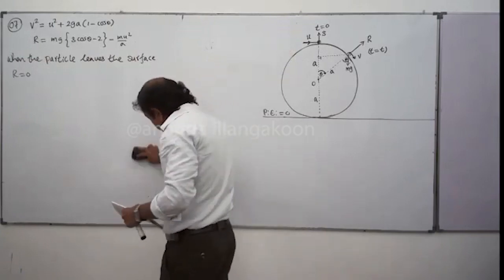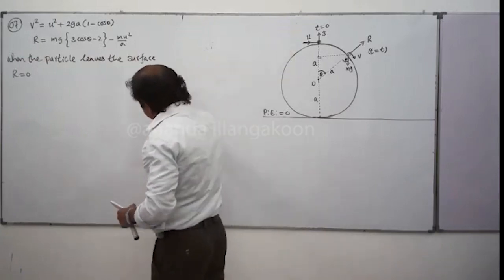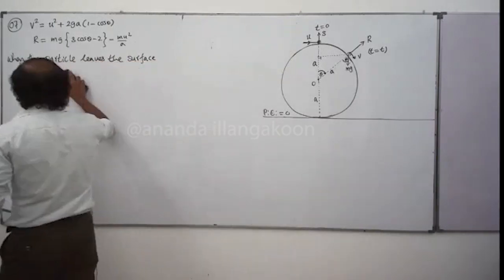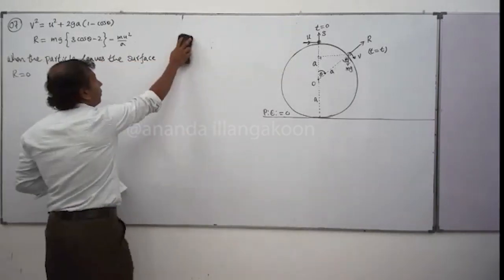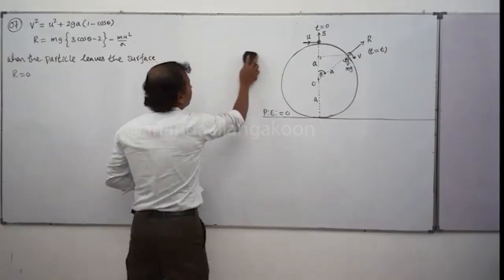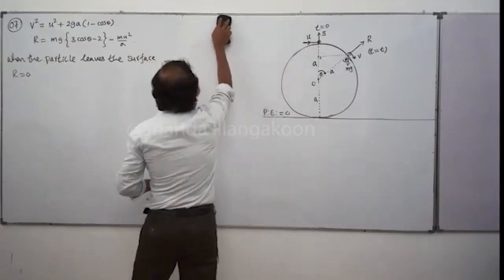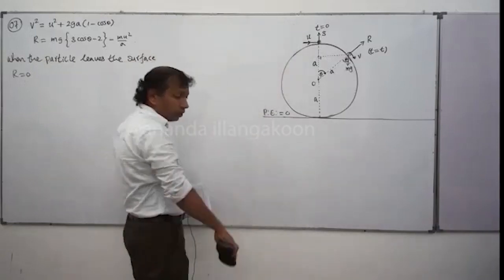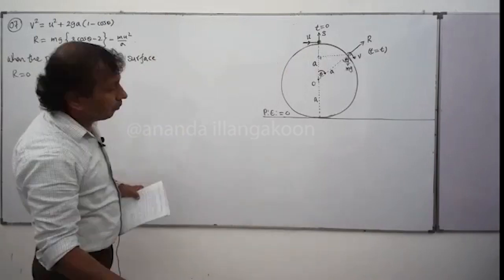In this case, the particle never completes the whole circle. The particle has no chance to complete the whole circle. R equals 0.